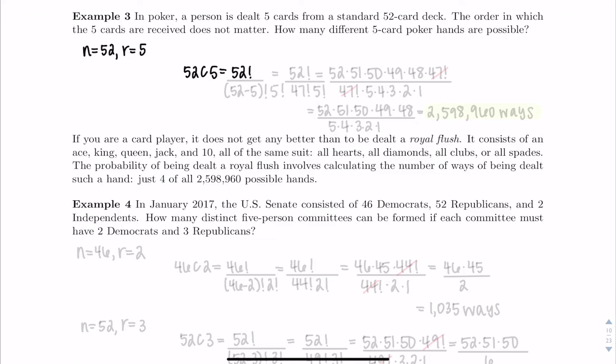But that's 52 factorial over 52 minus 5 factorial times 5 factorial, or 52 factorial over 47 factorial times 5 factorial. And so on top we have 52 times 51 times 50 times 49 times 48 times 47 factorial over 47 factorial times 5 times 4 times 3 times 2 times 1. So we have 47 factorial on top and bottom.